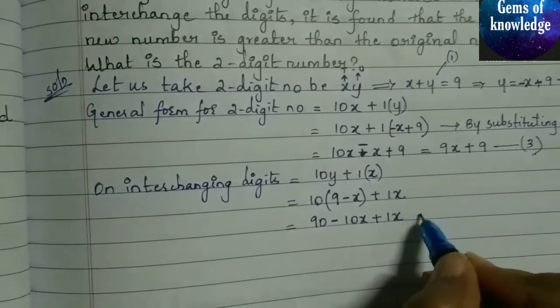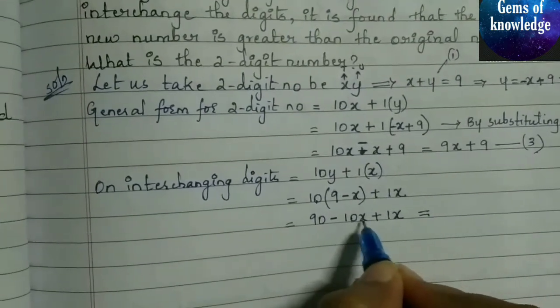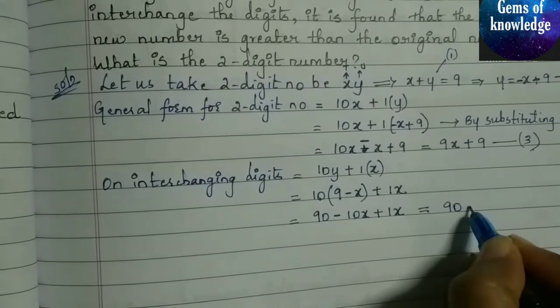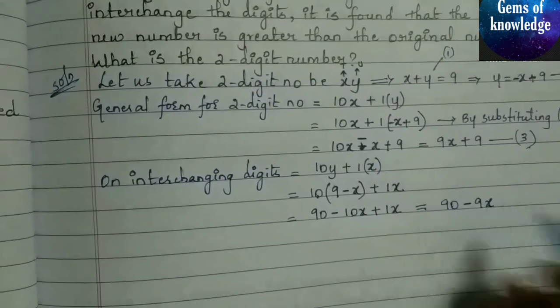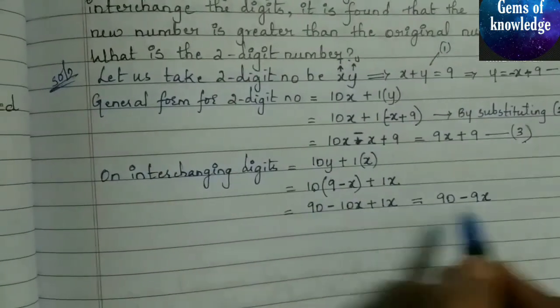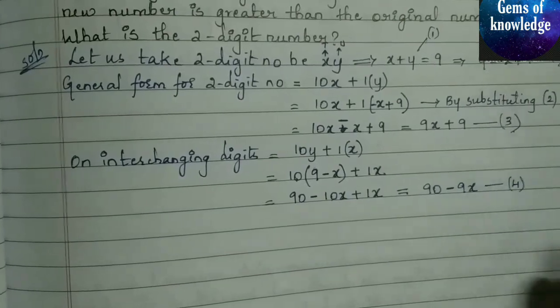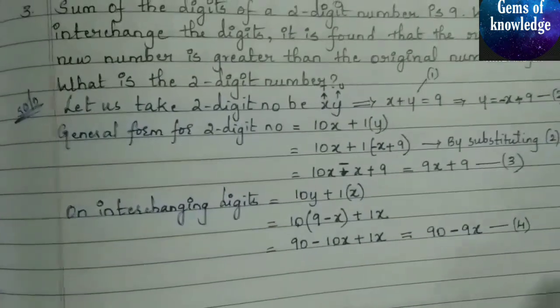Okay, so here we will get the answer as minus 10x plus 1x, which is nothing but 90 minus 9x. The sign will be as it is, and we have to subtract it. So let us consider this as equation 4. Now you can see the question here.